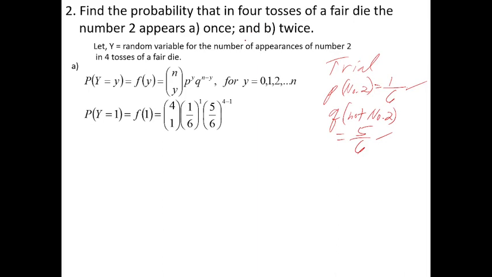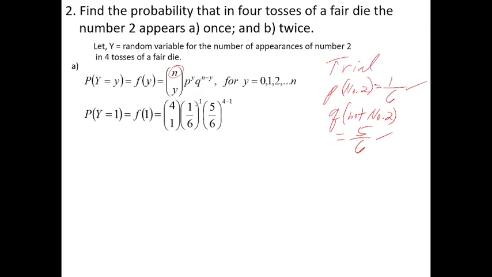So, inulit yung experiment, inulit ng 4 na beses, no? So, nagkaroon ng 4 trials dun sa experiment. So, in that case, n is equals to 4. N is equals to 4. So, we have now f of 1 equals to 4c1. 4c1 yan, okay? Times 1 over 6, okay? Which is p raised to 1.